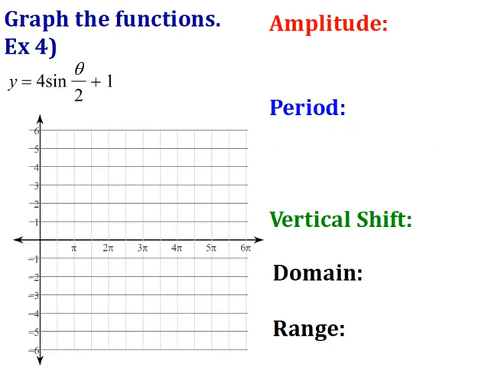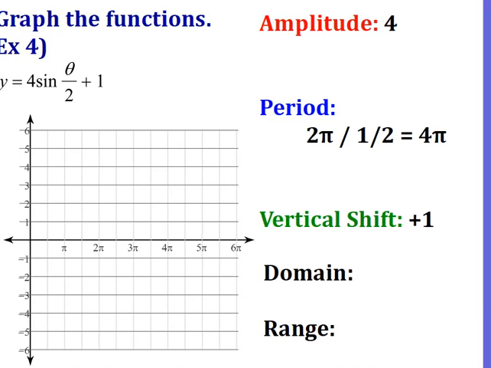Last example for you guys. Your amplitude, 4, is your number out in front. Period. I'm going to take our 2 pi, divide by 1/2. So we're going to be at 4 pi. Vertical shift, we're moving up 1. So let's go ahead and draw our dotted line at our new midline. I promise this is going to make things a whole lot easier for you guys.